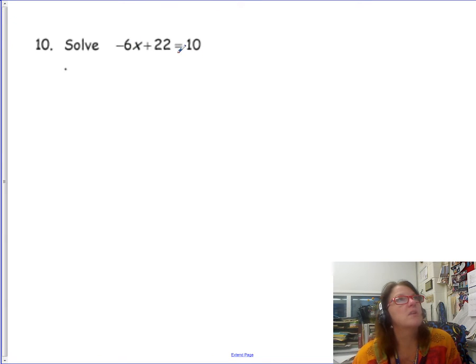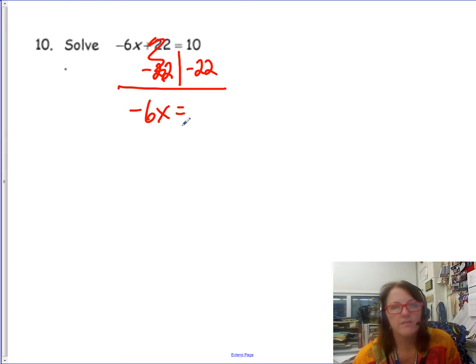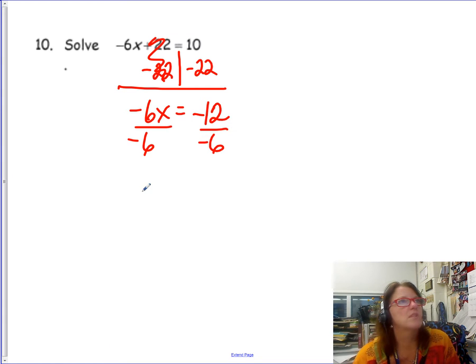It's a two-step equation. I want to get x by itself. First, I'm going to counteract this plus 22, and I'm going to do that by subtracting 22. Okay, this goes to 0. That leaves me with negative 6x on the left. On the right, I have negative 12. This is not so bad. I don't even really need a calculator as long as you've got your positive negative skills down with your integers.